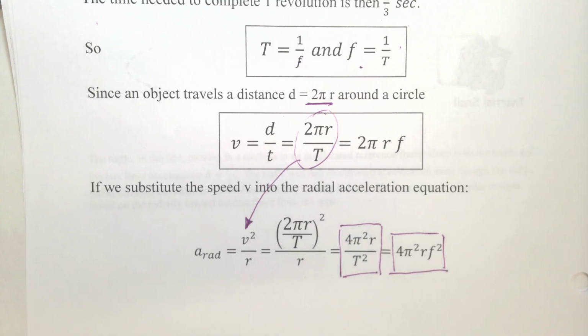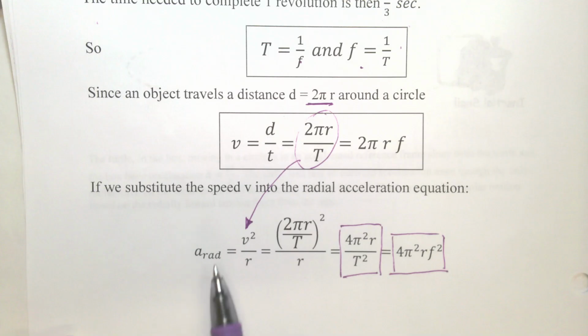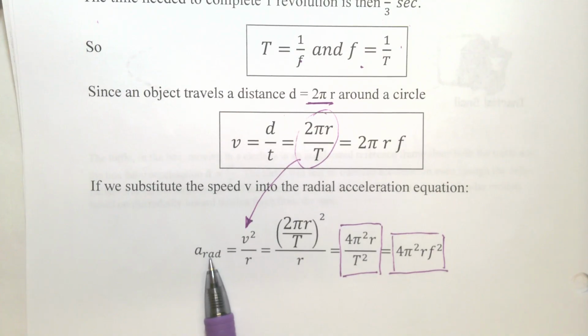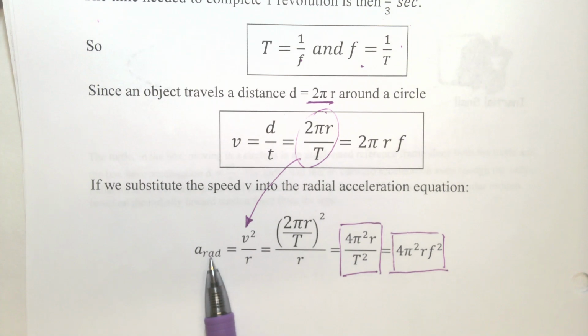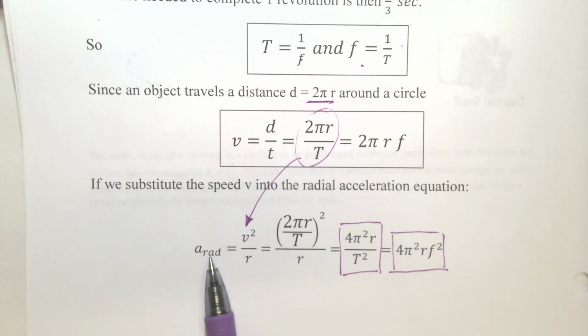So sometimes on the AP test, I've seen it a few times where they give you this radial or centripetal acceleration and ask you: A, centripetal acceleration is directly proportional to radius. B, inversely proportional to radius. C, they're not proportional at all. D, I don't know. Which one would you pick?